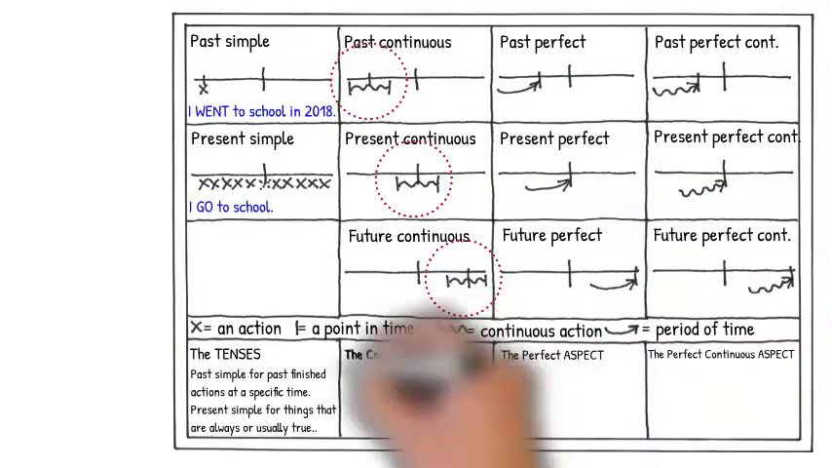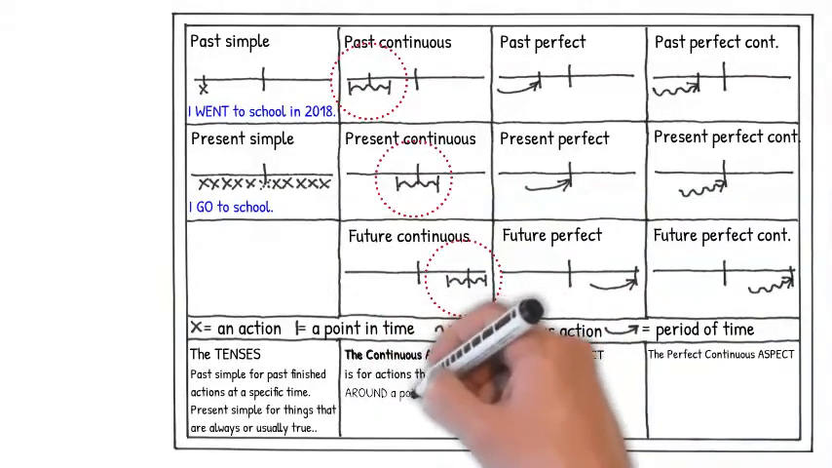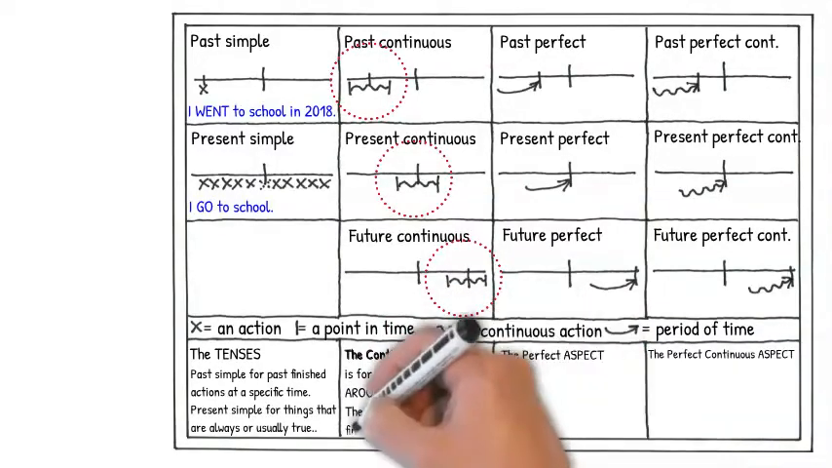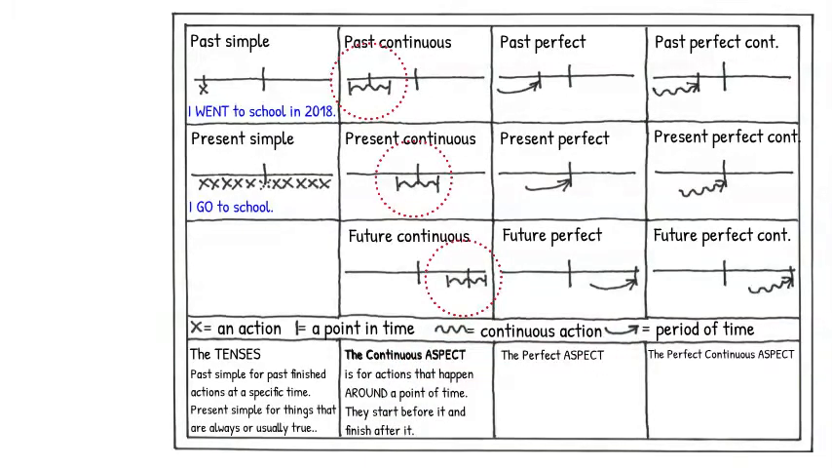The continuous aspect is for continuous actions that happen around a point in time. So they start before the point in time, they continue, they are happening at the point in time, and then they continue more, and then they end after the point in time. They're all the same, the past, the present, and the future continuous. So for example, I'm watching TV now. So I started before now, I'm watching now, and I will continue watching until after now.